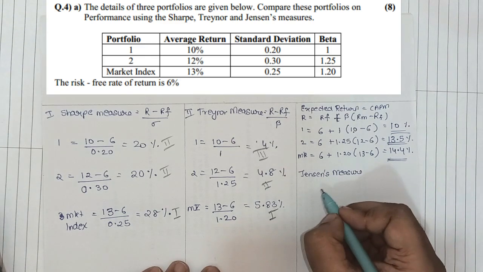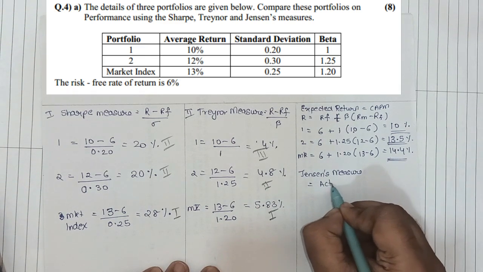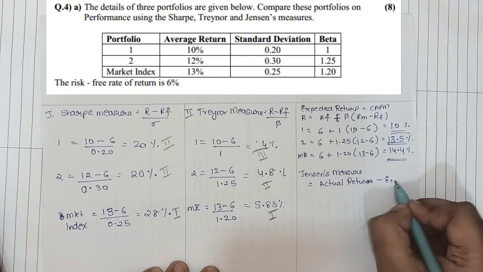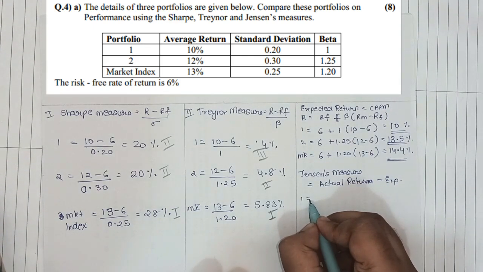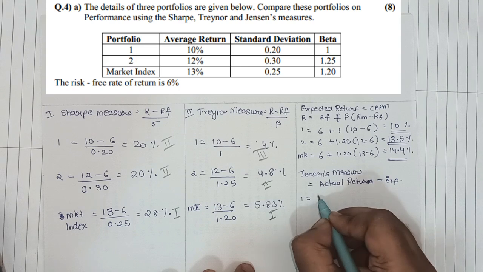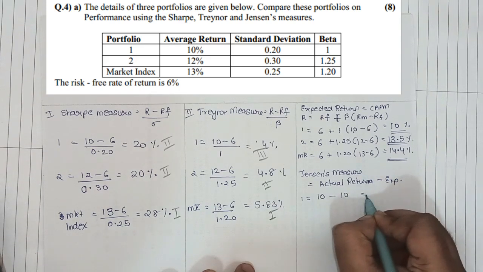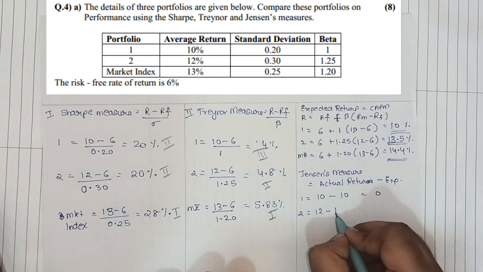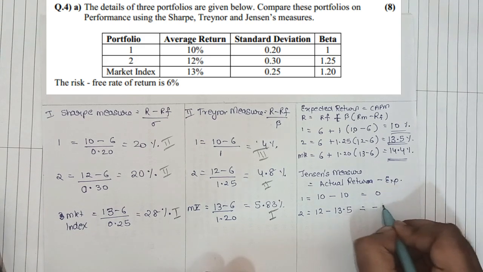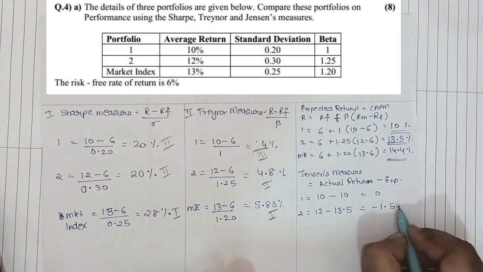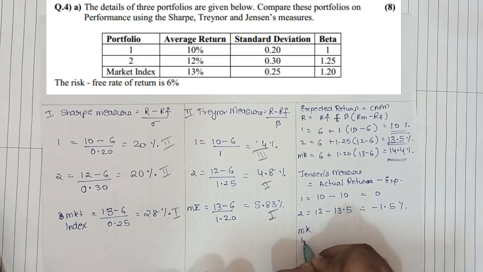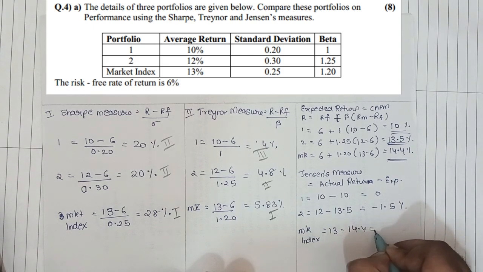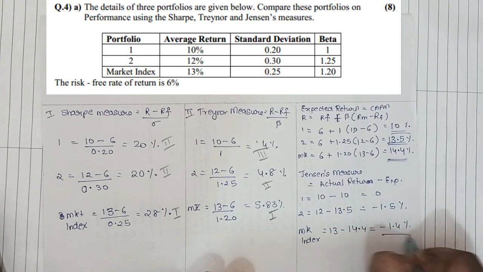Okay, Jensen's measure ka formula is actual return minus the expected one. So for the first one, the actual return is 10 minus expected 10, so that is 0. For the second, actual is 12 minus 13.5, so that is negative 1.5%. And for the market index, it is 13 minus 14.4, which is minus 1.4%.